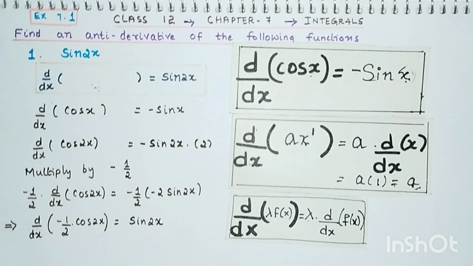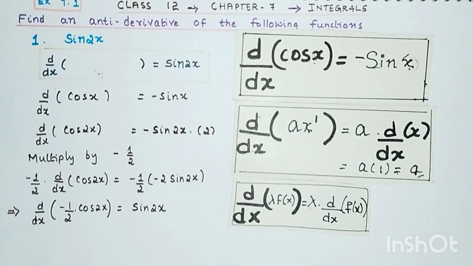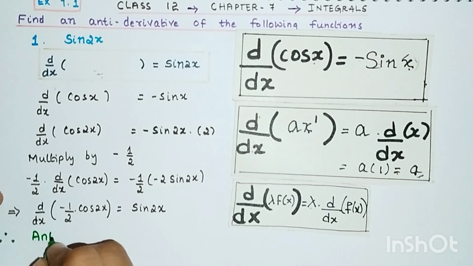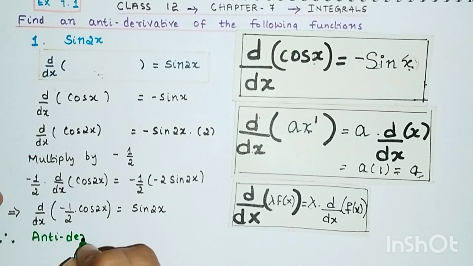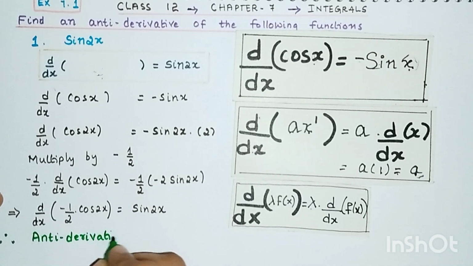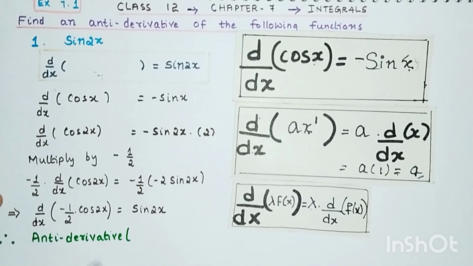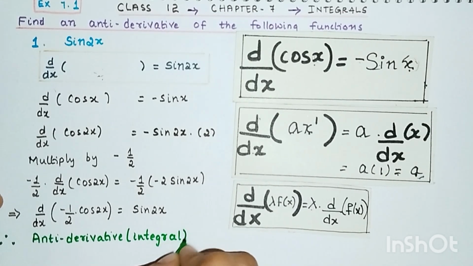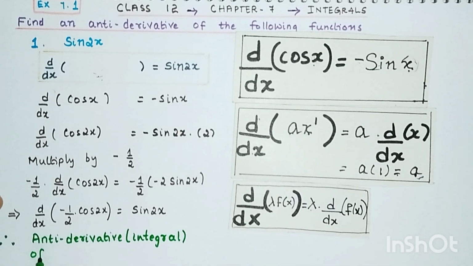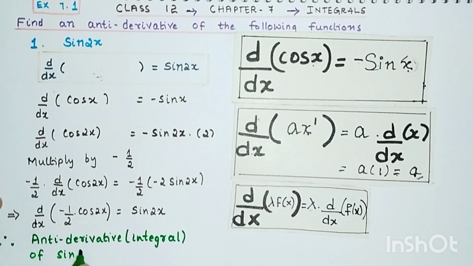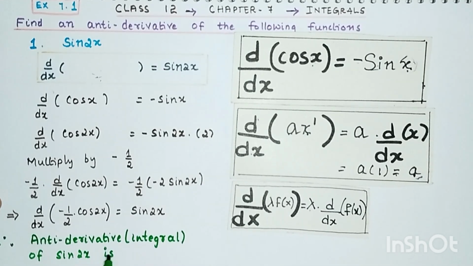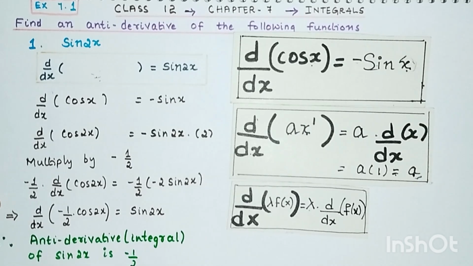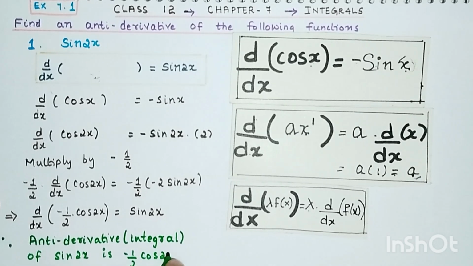So what can we write as the conclusion here? The conclusion we can write, therefore, the antiderivative, which is another name for integral, of the function sin 2x is minus 1 by 2 cos 2x.